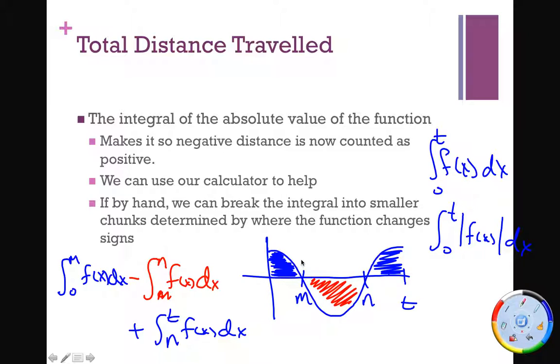And obviously you can use sign charts. Remember sign charts? You would find everywhere where it equals 0 and then just determine, oh, here's positive, here's negative, here's positive. And you don't even have to graph the function, really. You just need to know where it crosses the x-axis.